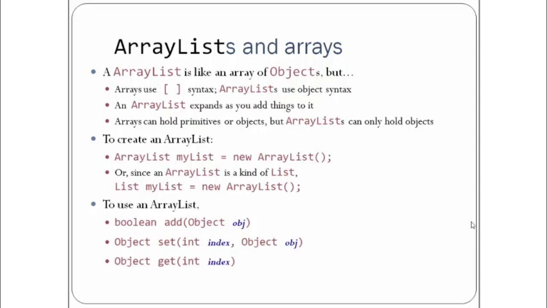To create an array list: myList equals new ArrayList. This is the syntax for creating an array list. Or, since an array list is a kind of list, we can also write List myList equals new ArrayList. To use an array list, we have methods like add, set, and get. These are some of the methods that we have already seen while studying the introduction to collections.